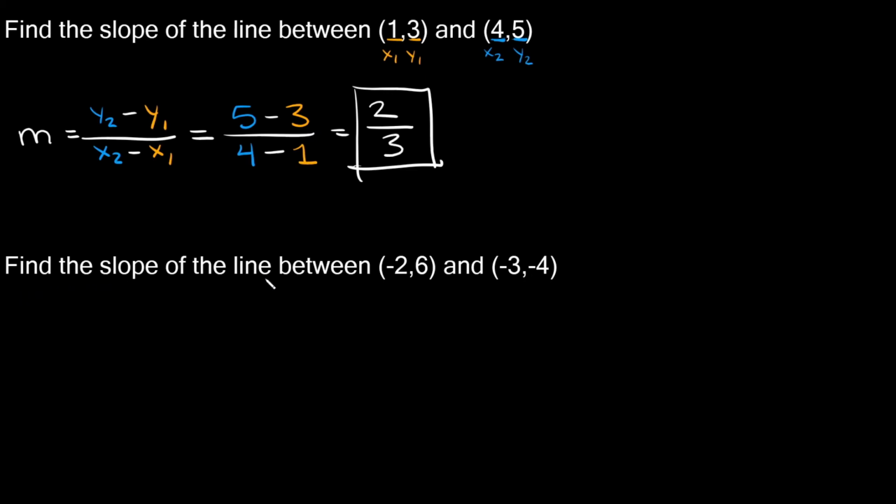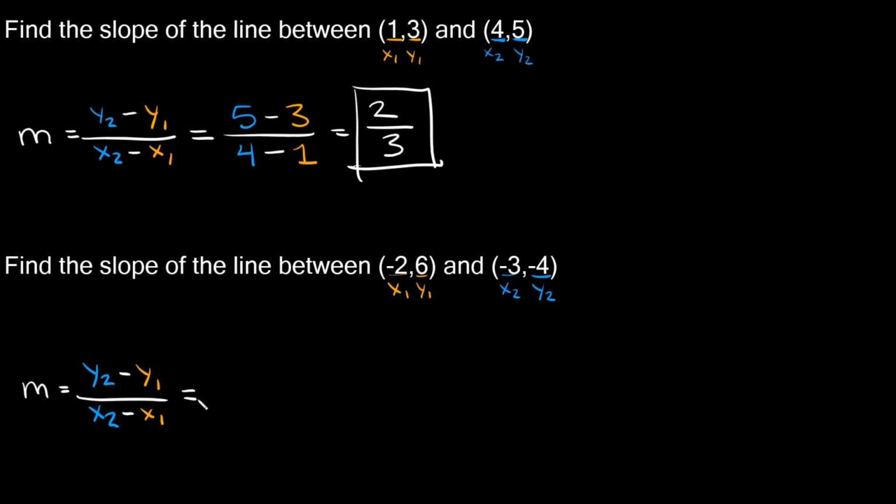So this one says, find the slope of the line between -2, 6 and -3, -4. Okay, so again, first thing you want to do is label your points up here like we did right there. Okay, so your x-coordinate right here is going to be x of 1, and your y-coordinate right here is going to be y of 1. Okay, and then your second point right here, again, this x-coordinate is going to be x of 2, and this y-coordinate right here is going to be y of 2. Okay, so again, let's write out our slope formula really quick. So it's going to be y of 2 minus y of 1 over x of 2 minus x of 1.